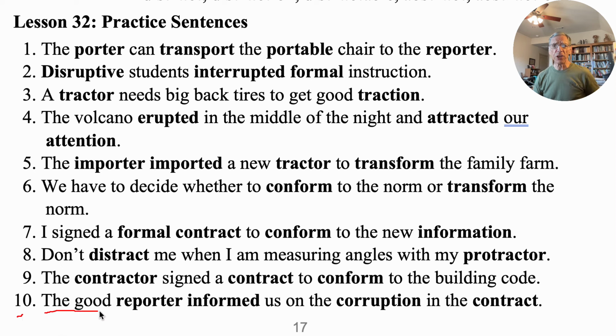Number 10, the good reporter informed us on the corruption in the contract. So evidently they had a written contract and it was corrupt. And again, we have a disguised prefix right there, so it was corrupt, it wasn't any good. And then the reporter who carried the information, right? You got the prefix there. Informed, he brought the information in about the corruption in the contract.